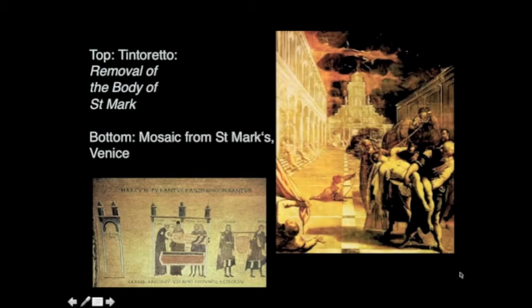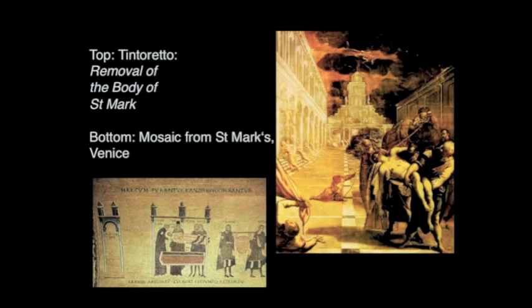This painting by the Mannerist painter Tintoretto, Venetian painter, probably from around 1560, shows you this project, this kind of crusade that the Venetians mounted to go to Alexandria in Egypt, where St. Mark, the apostle, was interred, and to go there and steal his body.